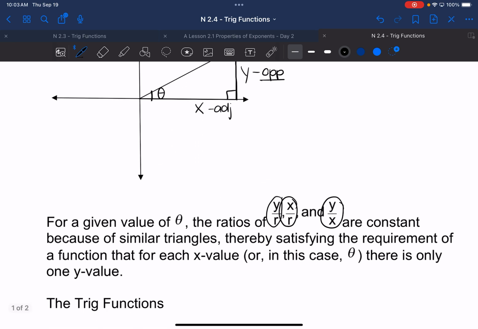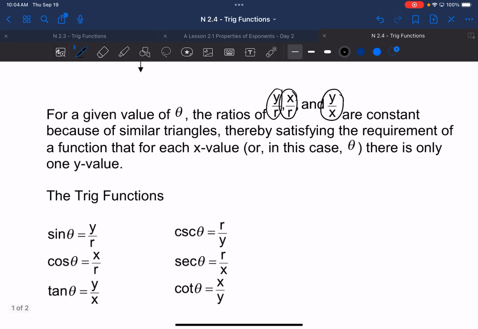It says this satisfies the requirement of a function such that each x value, or in this case theta, is our center point, there is only one y value. So remember, for something to be a function, x values cannot repeat, right?